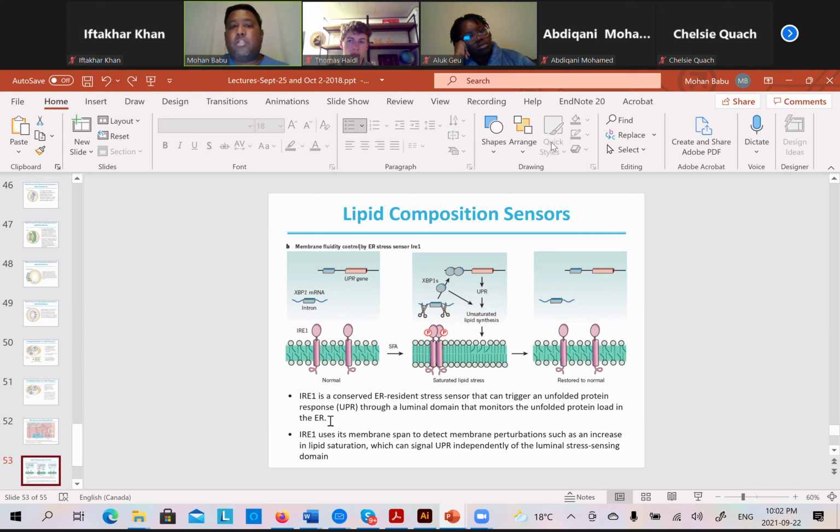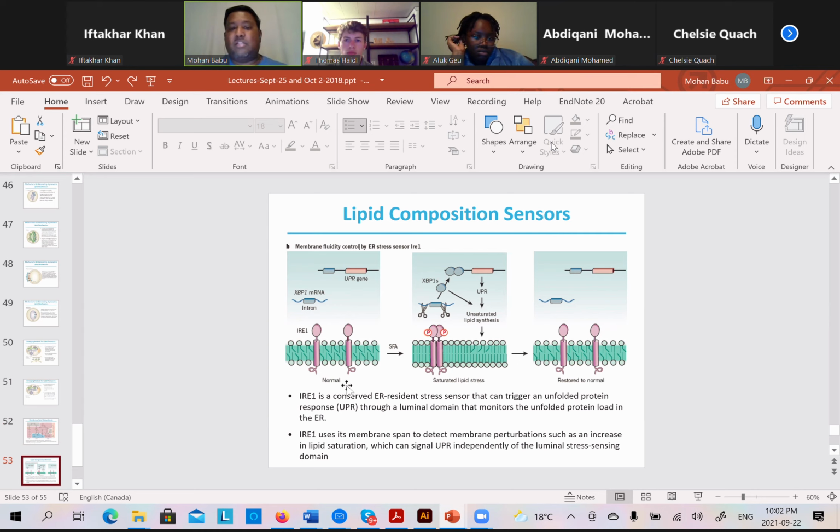Basically, IRE1 uses its membrane span to detect membrane perturbations, such as an increase in lipid saturation. So this can signal the unfolded protein response independently of the luminal stress sensing domain.